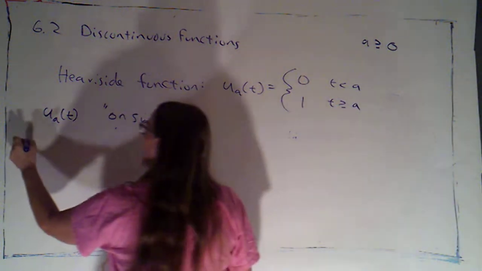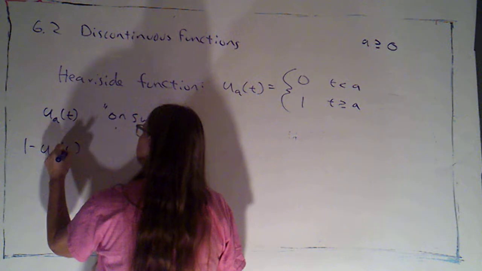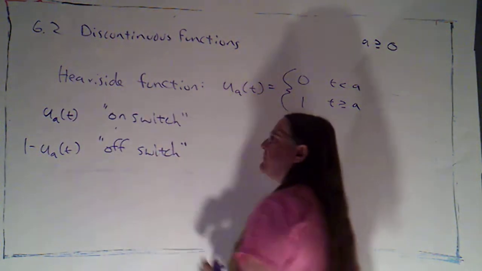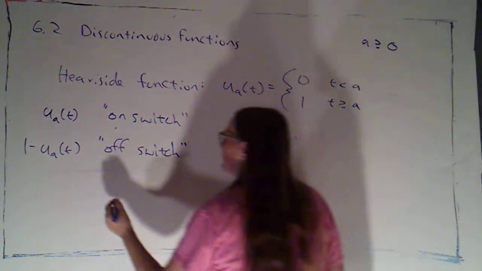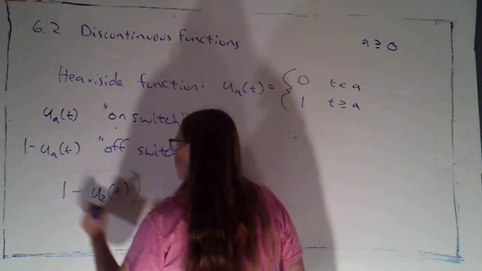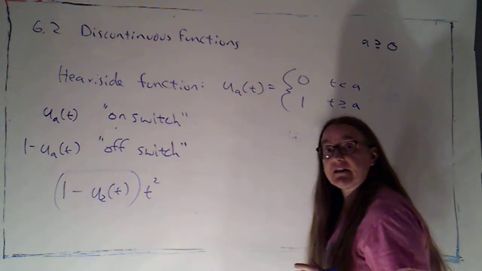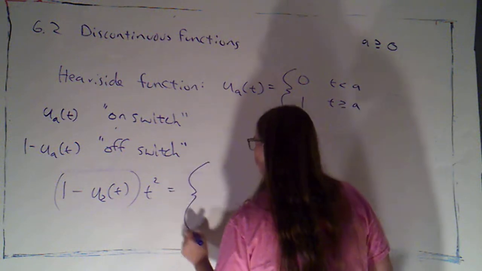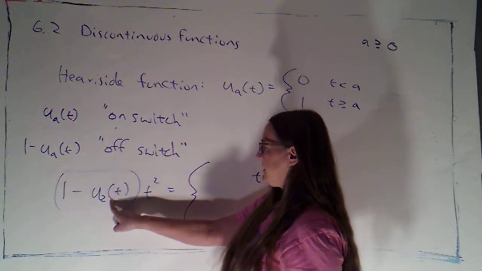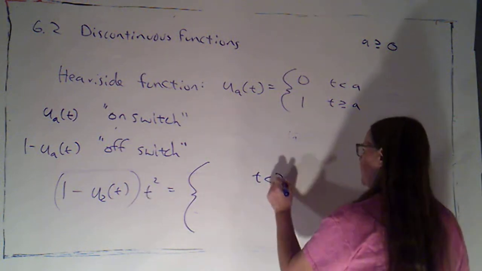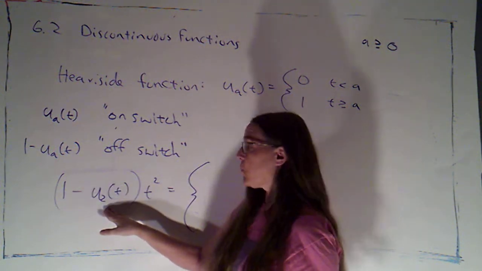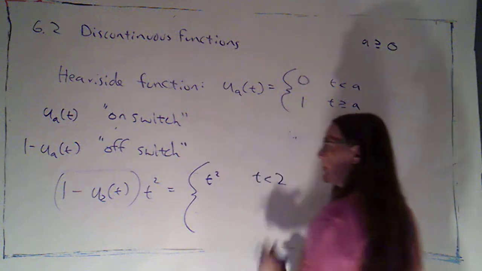I can also use the Heaviside function to turn a function off. So if I look at 1 minus mu sub a of t, that's going to be an off switch for me. Let's just take a look. Let's suppose I wanted to look at 1 minus mu sub 2 of t times t squared. So if t is smaller than 2, mu sub 2 of t would be 0. So I've got 1 minus 0 is 1 times t squared is t squared.